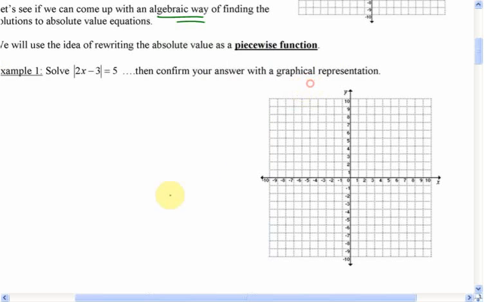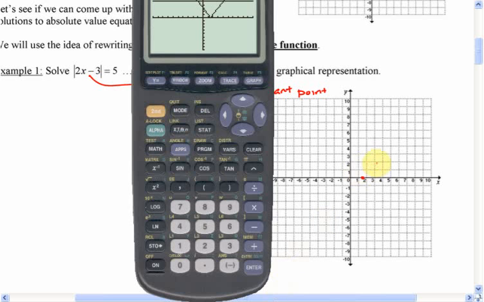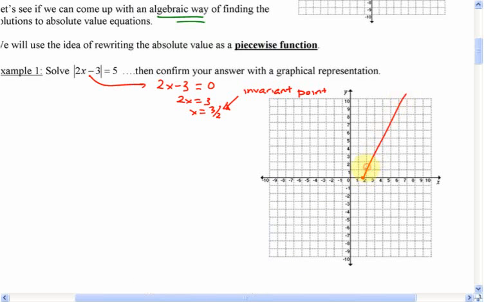3/2. How'd you get that so fast? Remember, you make that stuff inside equal to 0. It's the x-intercept, so you let that part equal 0. You solve, so you get x equals 3/2. That's your breakpoint, or what we call the invariant point. That's what they use in your textbook. That's the point that doesn't change. So right here, 3/2. Okay, and then of course you have your absolute value graph that kind of goes this way and this way.